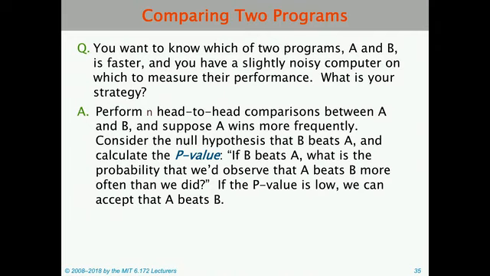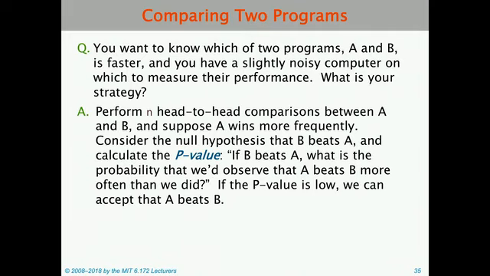Okay? So now what we want to do, in the statistics, is what they call the null hypothesis: that B beats A. So even though we see A beats B, the null hypothesis is that we're wrong and that B beats A. And what we then calculate is what they call the p-value, which is the probability we'd observe that A beats B more often than we did.